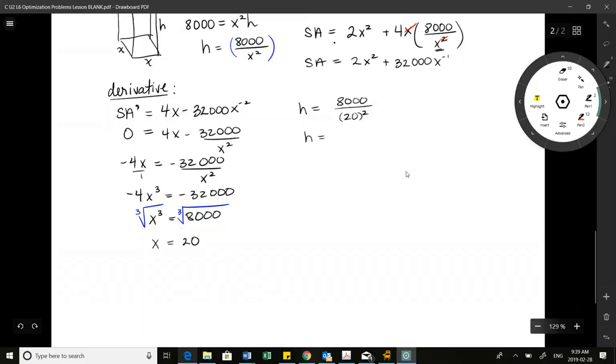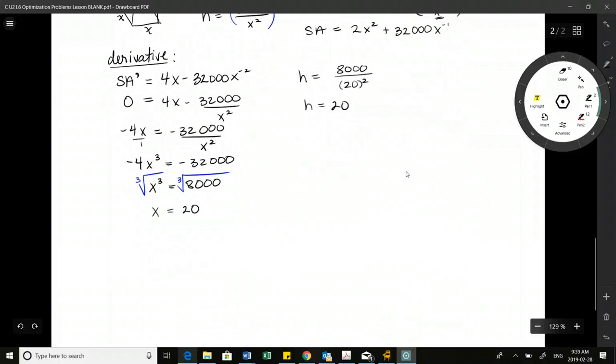Okay, so what's this, 20 as well? So what is this, centimeters? Okay, so it looks like this is a cube in order to minimize that. So therefore, we want to have a cube.